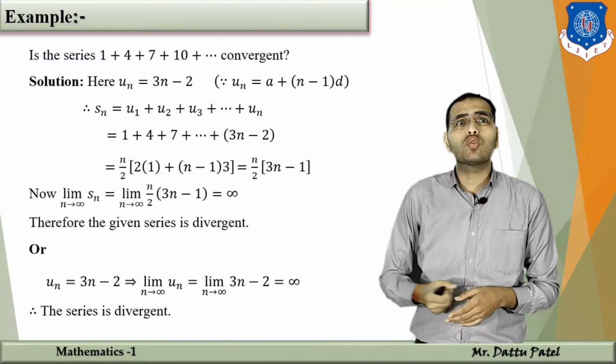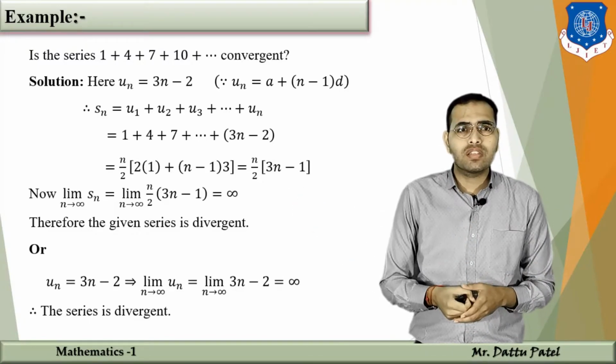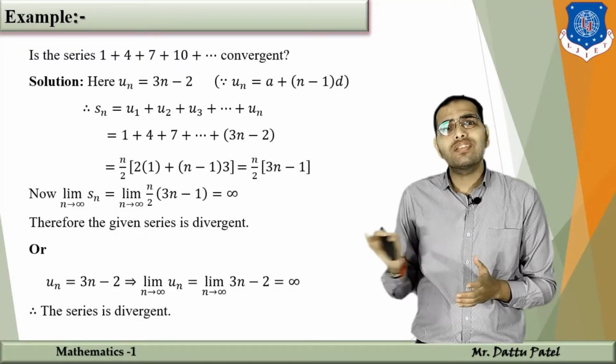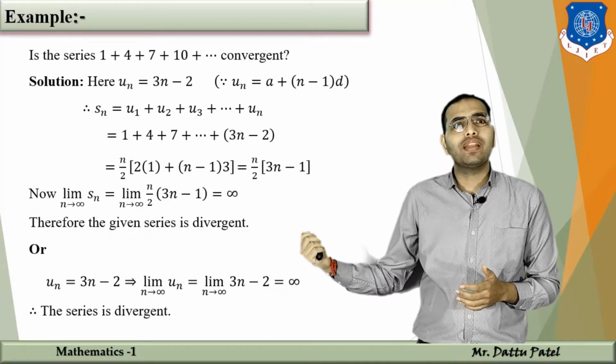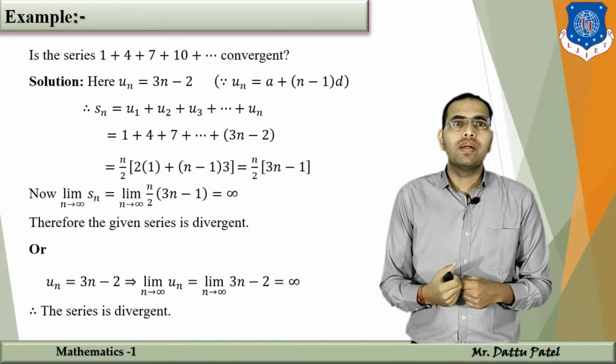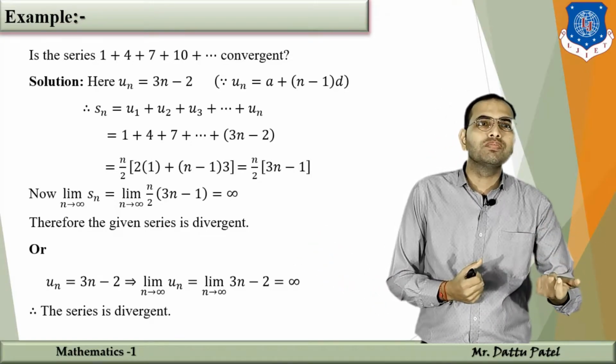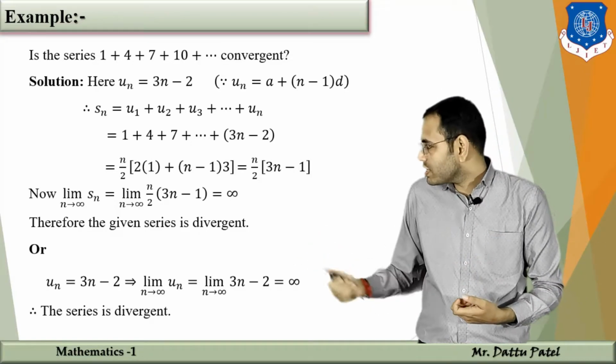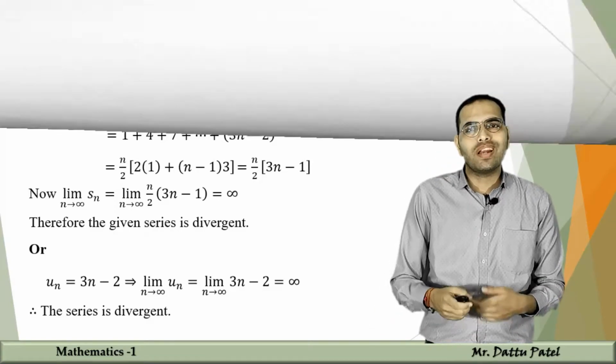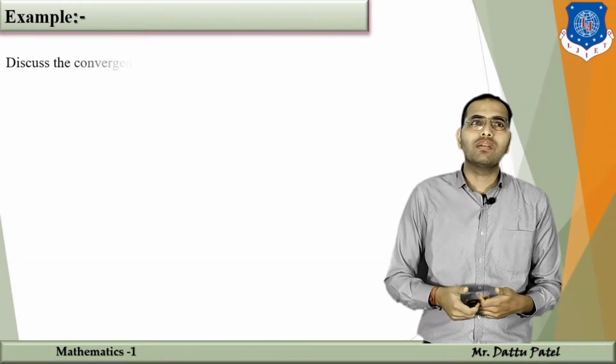We can also solve this with the help of the divergence theorem or zero test. Here applying the limit n tends to infinity to un, it becomes infinity. Then according to the divergence theorem or test for divergence, it is divergent. Now let's check out one more example.